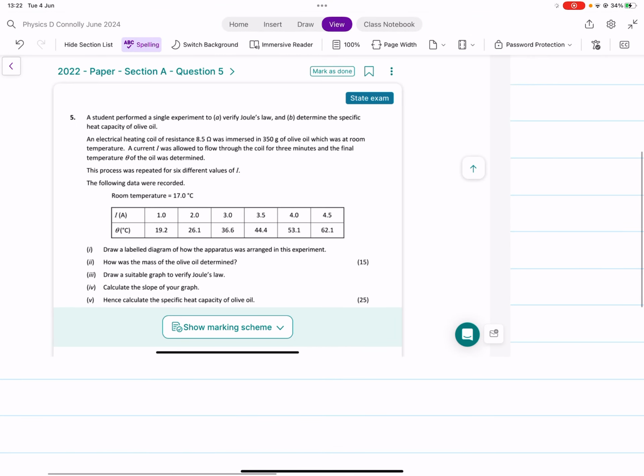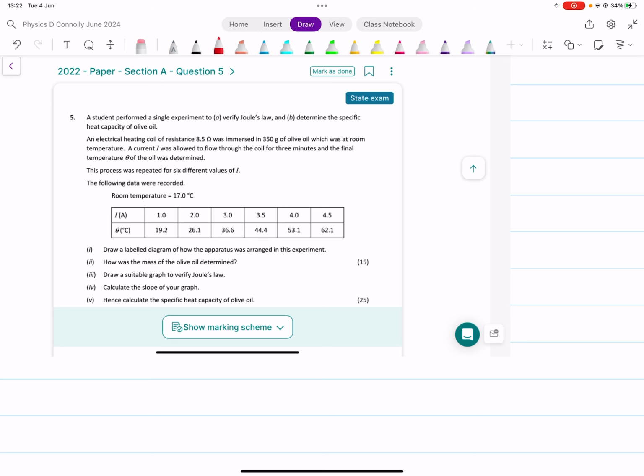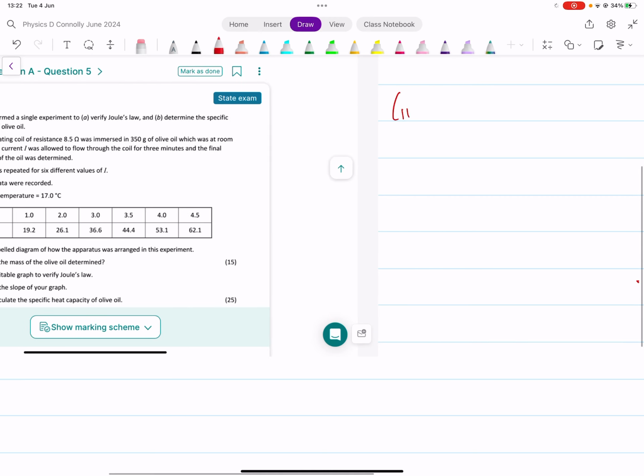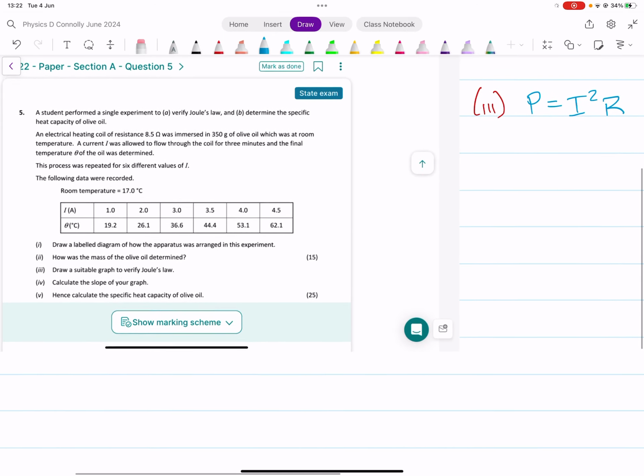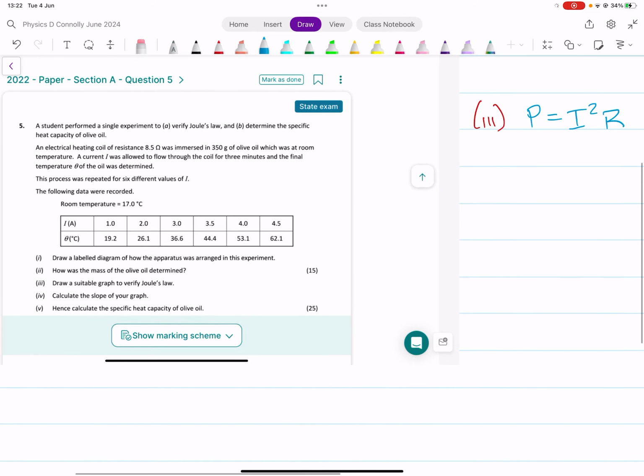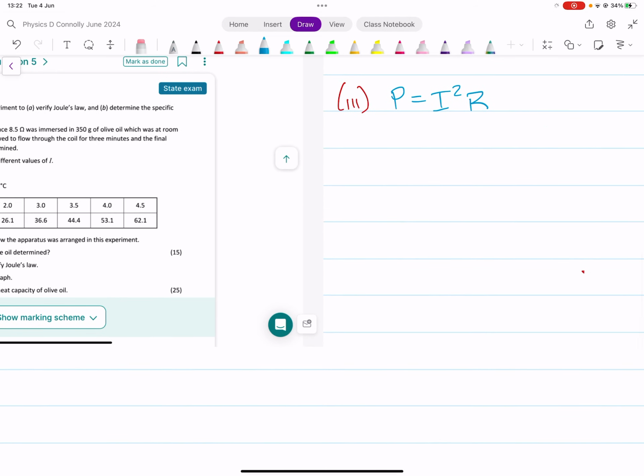Okay, so draw a suitable graph to verify Joule's law. That's what you said, wasn't it? Part 3, I think. So Joule's law is P is equal to I squared R. Now, you kind of have to take into account what's happening below this as well, because it does start asking for specific heat capacity.